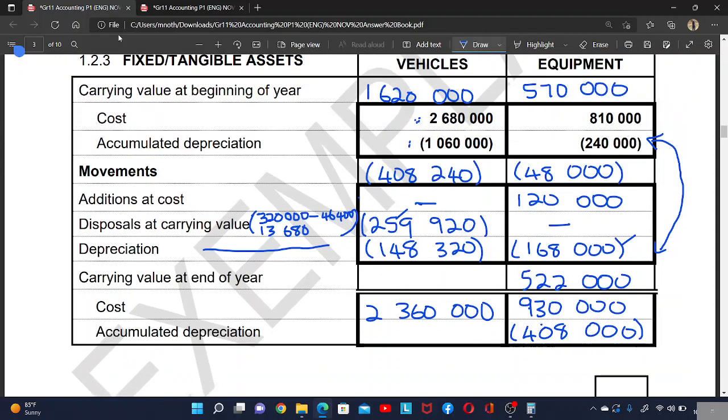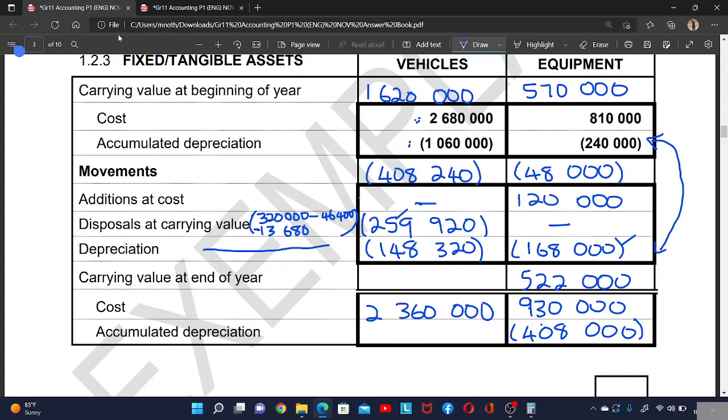Now, to get the accumulated depreciation at the end of the year, what we're going to do is take the accumulated depreciation at the beginning plus depreciation minus accumulated depreciation of the assets sold minus the current year depreciation of the asset sold.